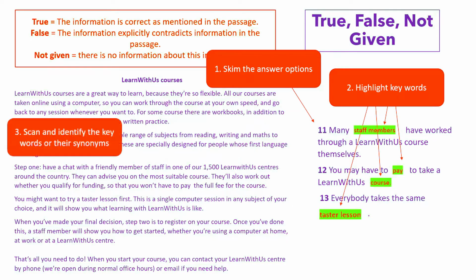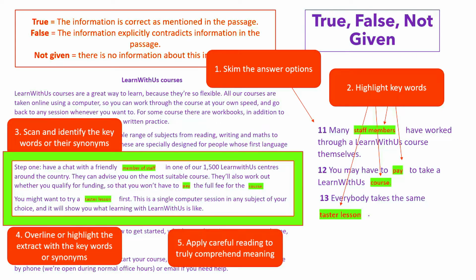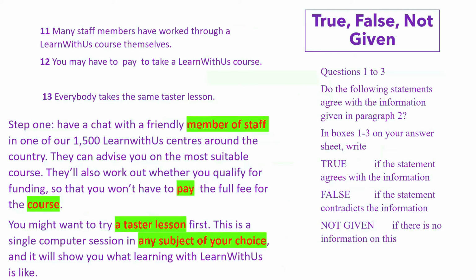Now let's go back, technique number 3, we'll scan and identify these keywords or their synonyms. So I don't see staff members, but I do see member of staff in paragraph 3. I also see the word pay and I see the word course. I see the word taster lesson. So now I've found all of the keywords in this part of the passage. So technique number 4 will overline or highlight this area because this is where the answers are. Technique number 5 will apply careful reading to truly comprehend this part of the passage.